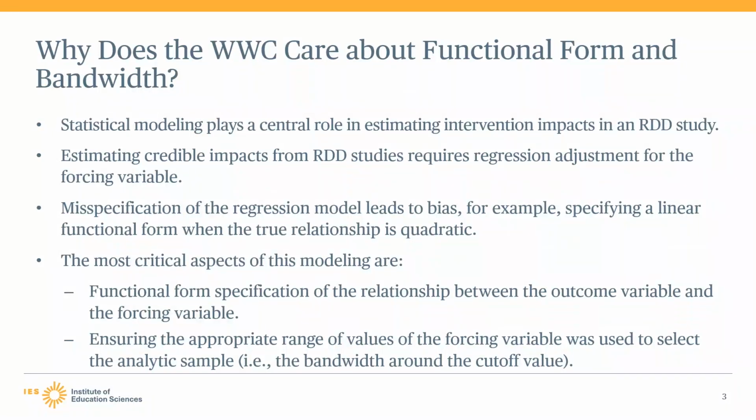For example, if a linear functional form was specified for the impact analysis when in fact the true relationship was quadratic. Thus, two of the most critical aspects of statistical modeling in RDDs are the functional form specification of the outcome-forcing variable relationship and the bandwidth, or the range of forcing variable values used to select the analytic sample.